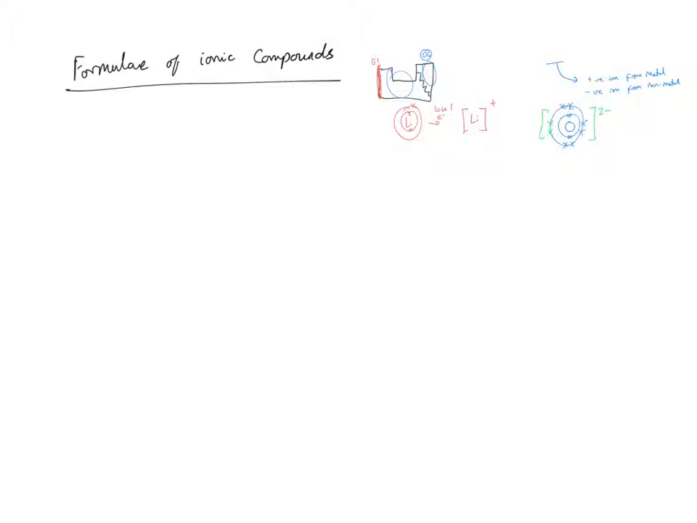For example, if I have lithium and I have bromide, they will come together to form lithium bromide. Lithium is in group 1, so it's Li+. Bromine is in group 7, so it's Br negative. Therefore, lithium bromide is like this. The charges balance. You have 1 positive to 1 negative. So this is correct.